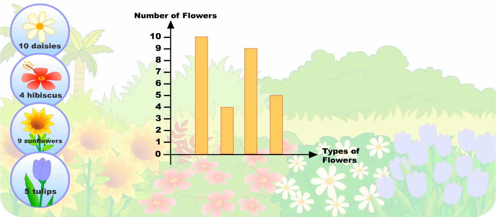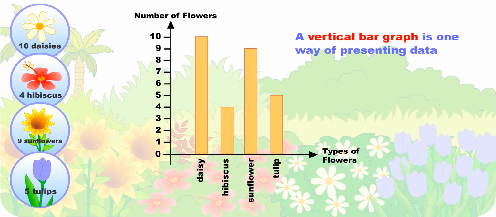Now Turbo Boy, what is missing on the horizontal axis? The names of each flower. Very clever. Let us add in the names now. It looks clearer now, doesn't it? Yes. Now a vertical bar graph is one way of presenting your data.